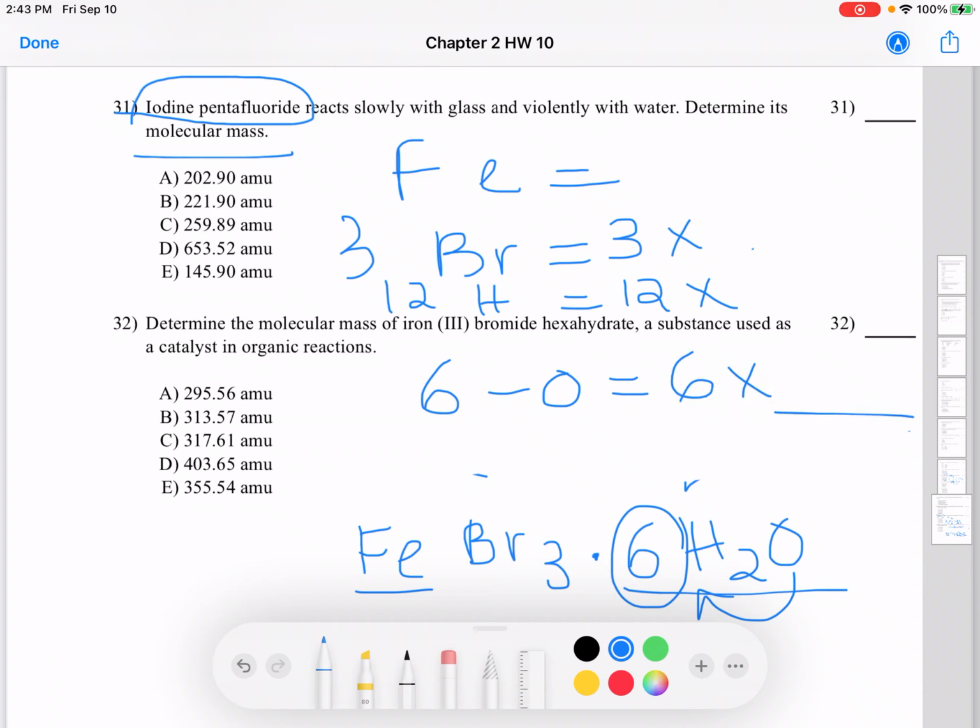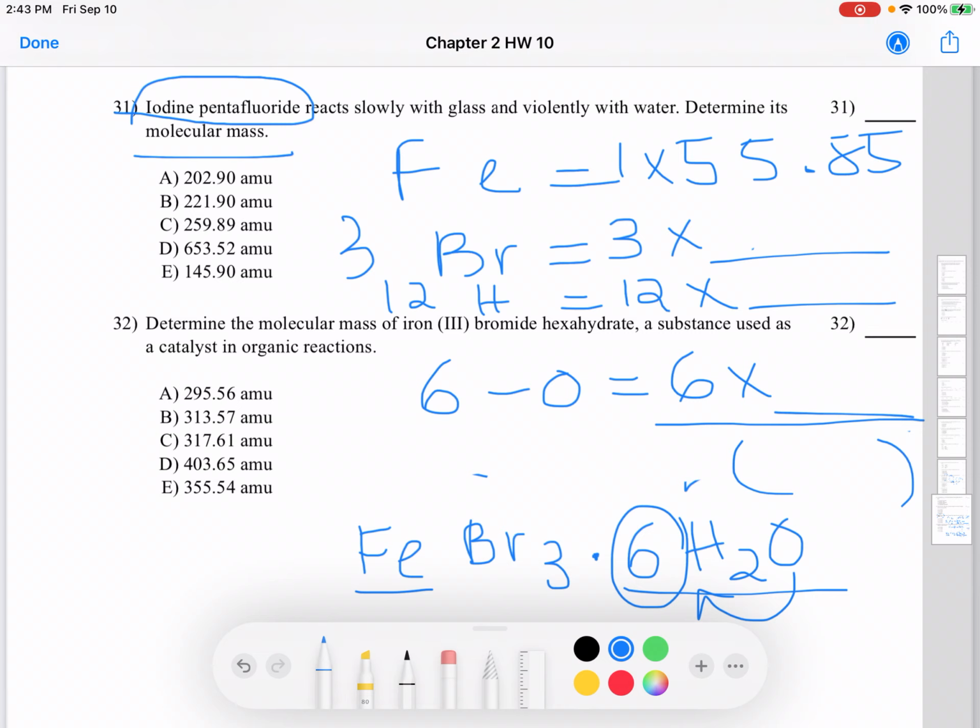So iron, you can refer to your periodic table. 56 something for iron, I believe. Iron 55.85 grams. That's one time. And then the bromide, you find that. You can find the hydrogen, oxygen, and then you add all these together to get the molar mass of iron 3 bromide hexahydrate. Okay? All right. I think that's all the questions we have.